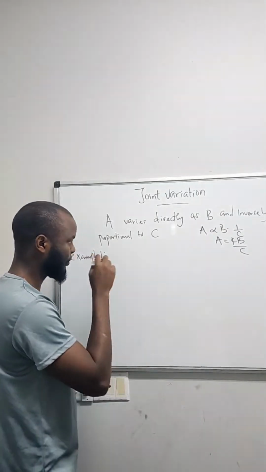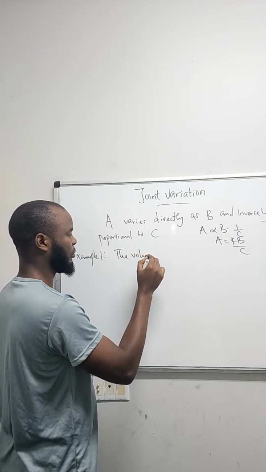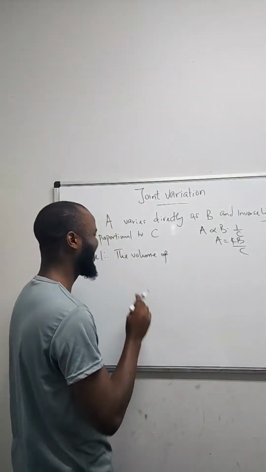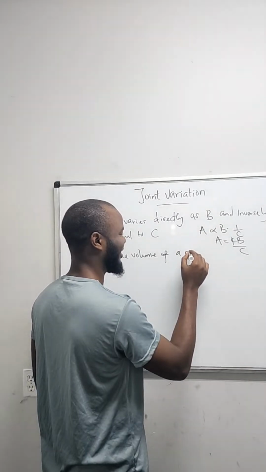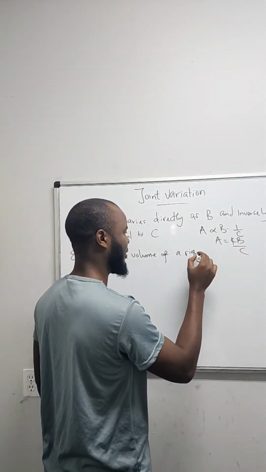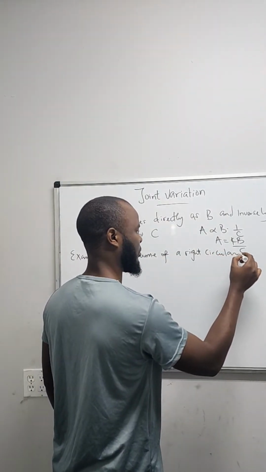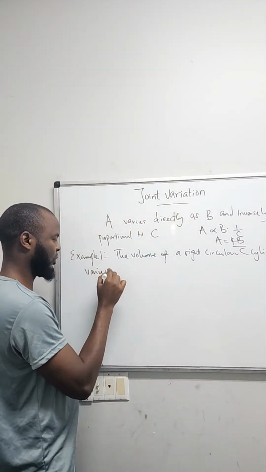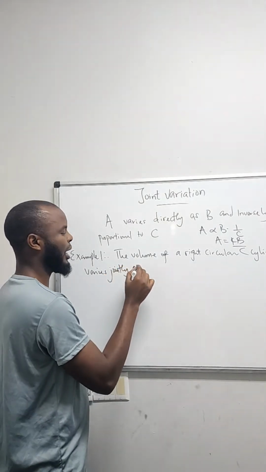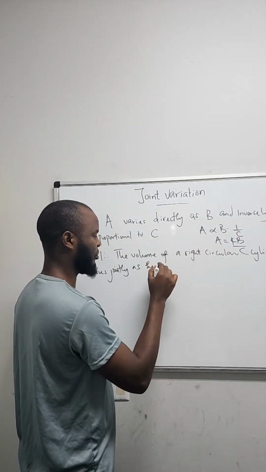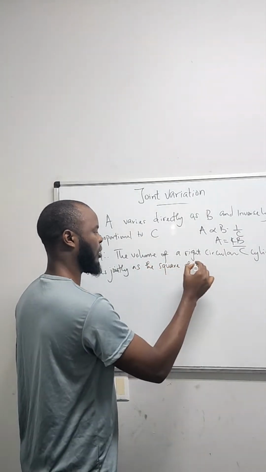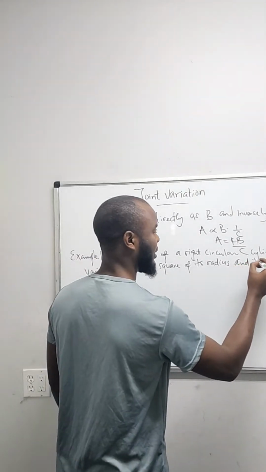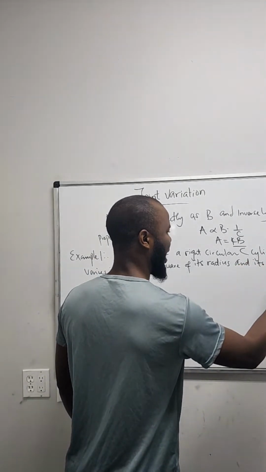So read. The volume of a right circular cylinder varies jointly as the square of its radius and its height. Just height? Height, yeah. Okay.